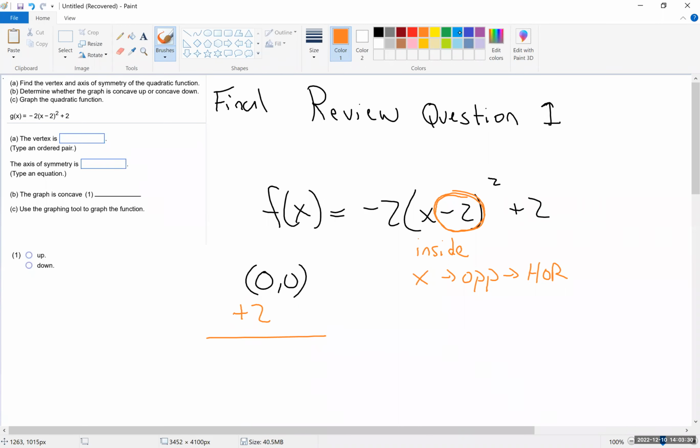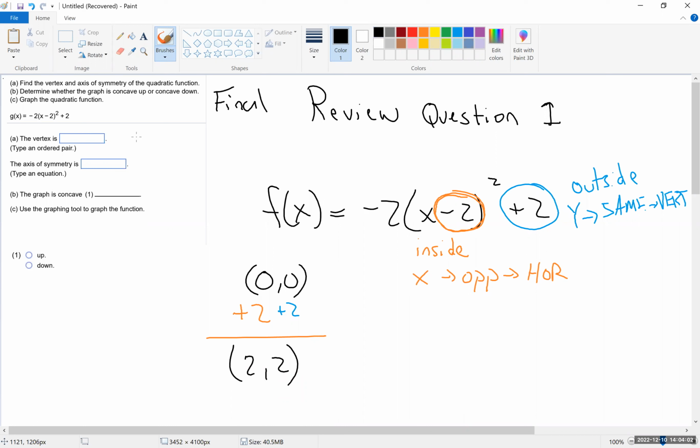All right, the other transformation is this +2, and this +2 is on the outside of the function or outside of the parentheses. It belongs with the y, and it does the same, and it does that vertically. So we really want a +2 to go up 2, and if it belongs to the y, it does. So our vertex here, we are going to add 2 to our x's and add 2 to our y's. The vertex is the point (2, 2).